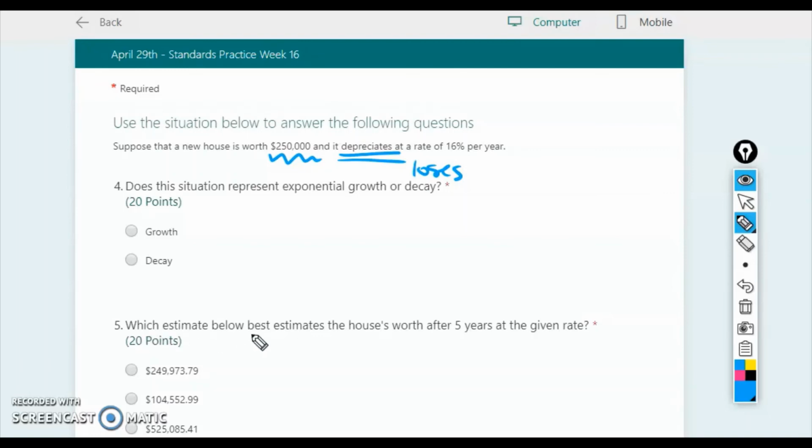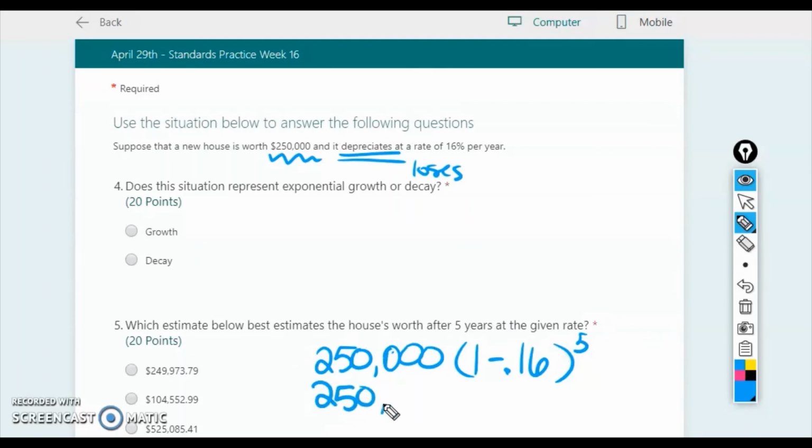Which estimate below best estimates the house worth after 5 years at the given rate? Well, it started out at 250,000. Since I'm losing 16%, it's going to be 1 minus whatever 16% is as a decimal, so 0.16, raised to the time, which is 5 years. So you would figure out what this value is: 250,000 times 0.84 raised to the 5th. Remember, you do exponents before you do multiplication. So do that to figure out what the value of the house is.